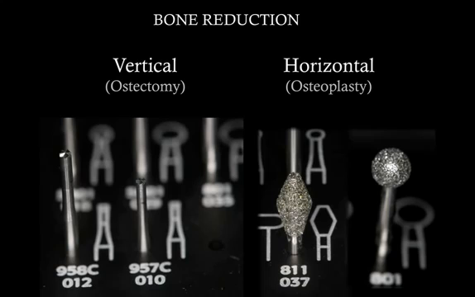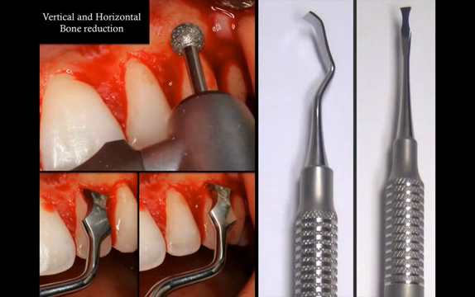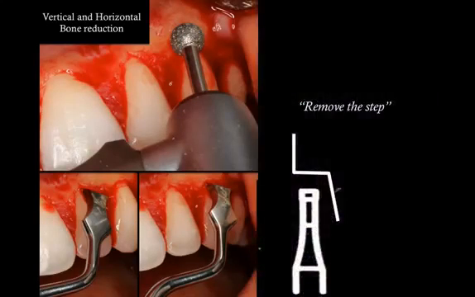You can also thin out the bone horizontally first and then use some hand instruments to do the rest in terms of the vertical reduction. So we're starting with vertical reduction of bone using rotary instruments and hand instruments. We're reaching a level that is about 3 millimeters apical to the new gingival margin that you're planning, and getting to a point where you can create a knife edge from the bone all the way to the root surface, because the gingiva does not like to heal in steps.